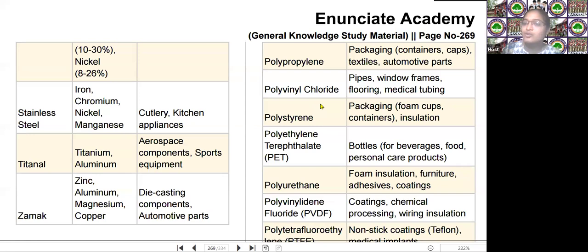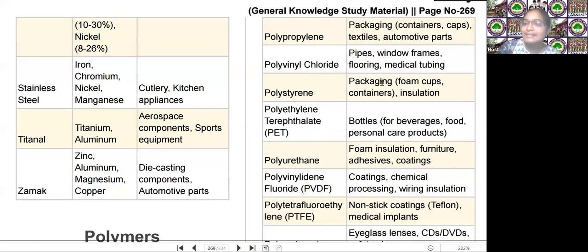So this polyvinyl chloride we call a polymer. It is used in manufacturing of pipes, window frames, flooring and medical tubing. And another one is polystyrene. Polystyrene is one of the polymers and it is used in packaging. Packaging means manufacturing of foam cups and containers, and it is also used as insulation.